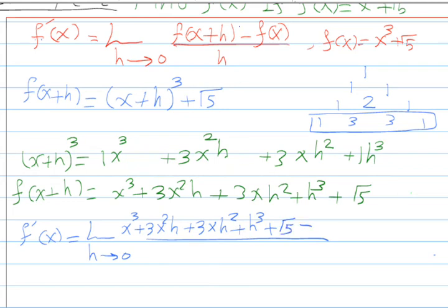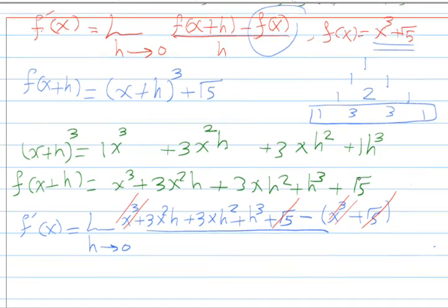Here is f of x. Write f of x between brackets. Don't forget this. F of x is x cubed plus radical 5. So I'm writing here x cubed plus radical 5. As I told you before, every term in this bracket will disappear: radical 5 with radical 5, because this comes after minus, and x cubed with x cubed. And you have left only elements which have h. So we can take h common factor. Let's do this next step.